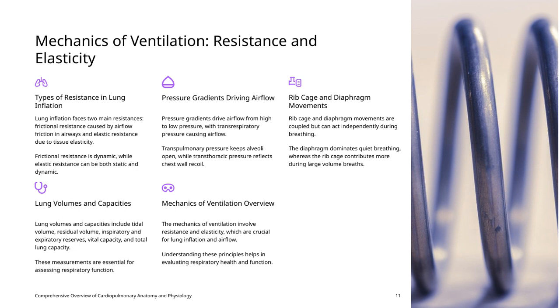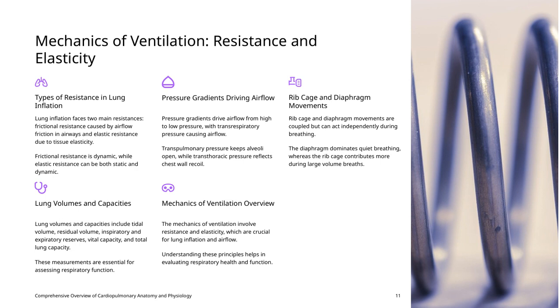Now, regarding the movements involved in breathing, the rib cage and diaphragm work together, but they can also act independently. During quiet, restful breathing, the diaphragm is the main driver, contracting to create the negative pressure needed for air to enter. However, during deeper or forceful breaths, the rib cage plays a larger role, expanding to accommodate greater lung volume.